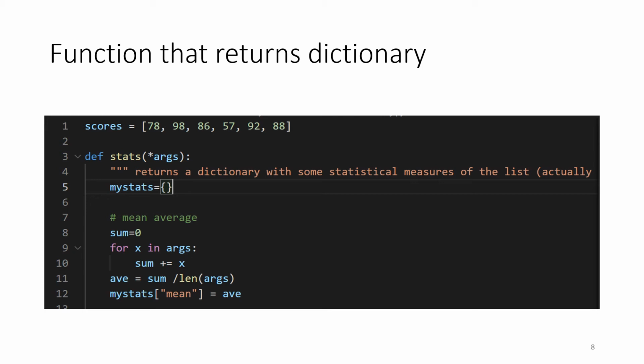And then we are going to start with an empty dictionary in line 5. My stats equals open curly, close curly. So that is giving us a place to add the key value pairs of our dictionary, but at this stage, we don't have any. Then our first key value pair is going to be the mean. So we're going to start with sum of 0. We're going to iterate over the args. We're going to add them all up, divide by the length, and then we are establishing the key value pair. So the key is the word mean, and the value is whatever number we just calculated by summing over the args and dividing by their length.